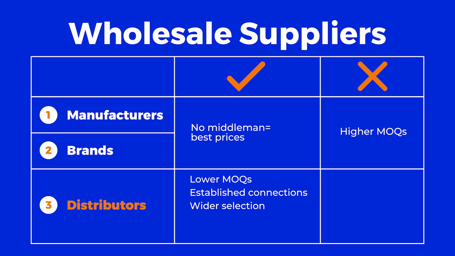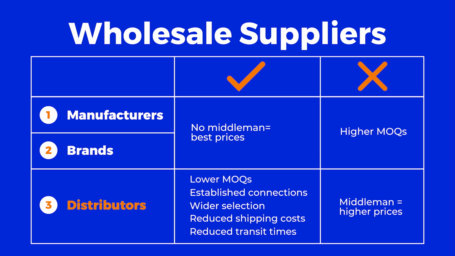And finally, if you can work with a local distributor, like I'll show you later on in this video, usually they offer reduced shipping costs and transit times. Again, especially if you work with a local distributor, you may even be able to go to the warehouse and pick up the goods for free. But the drawback with distributors is the opposite of manufacturers and brands. They are the middleman.